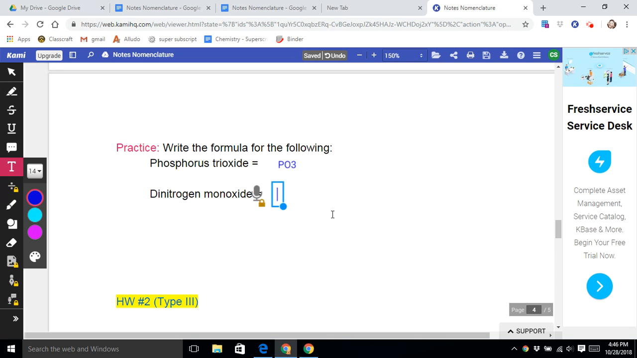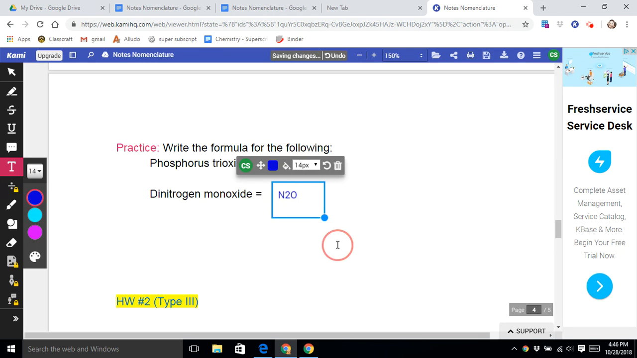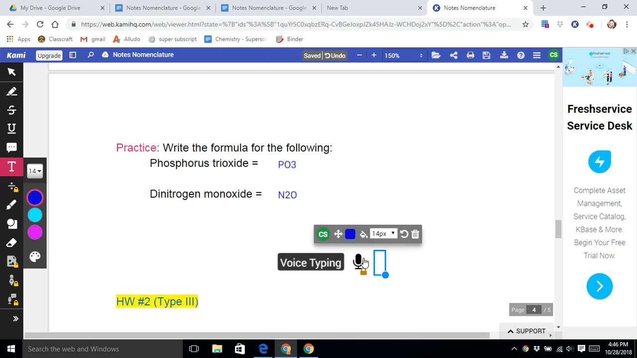Dinitrogen monoxide. Dinitrogen means there are 2 nitrogens, so that will be N2, and then monoxide tells me there's only one oxygen. So N2O. And again, please write a little number on the bottom as a subscript. And that's type 3.